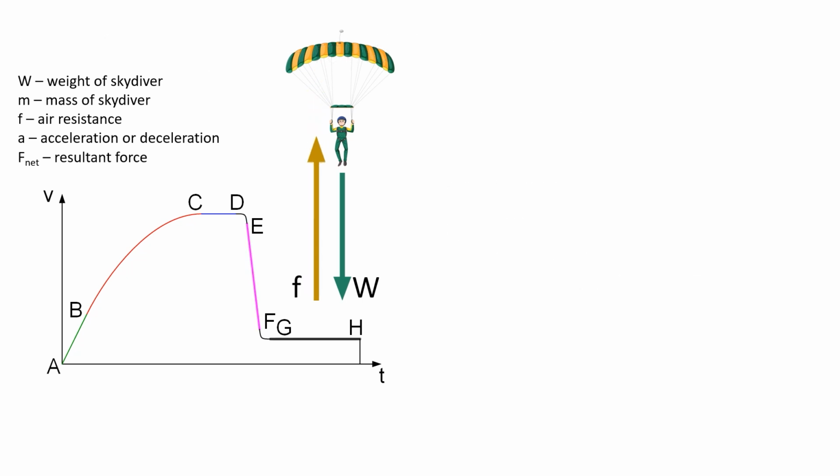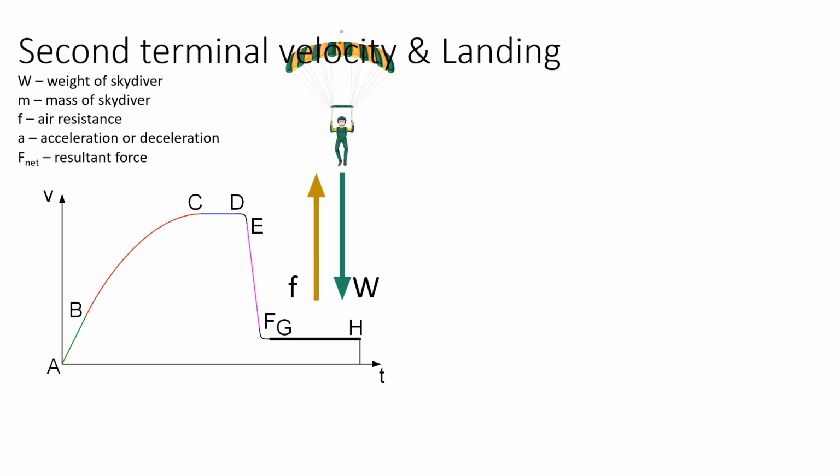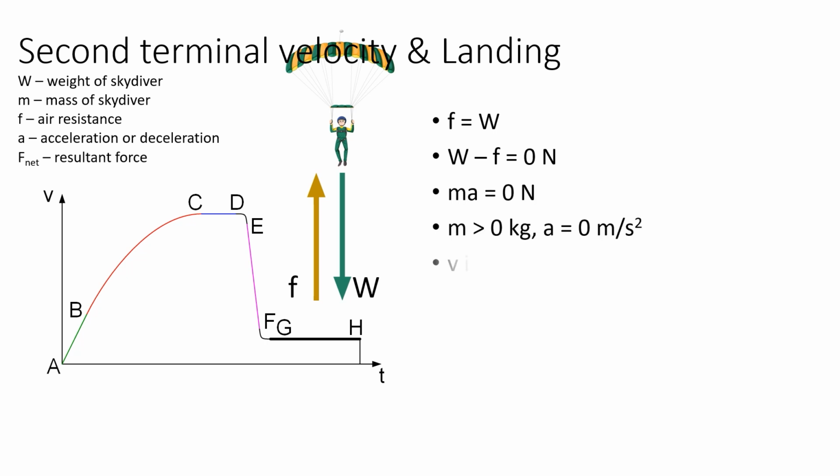Between G and H, air resistance once again balances his weight. With no resultant force, his acceleration becomes zero, and he reaches a new, lower terminal velocity, this time with the parachute open. He continues to descend at this constant velocity until he finally lands safely on the ground at H.